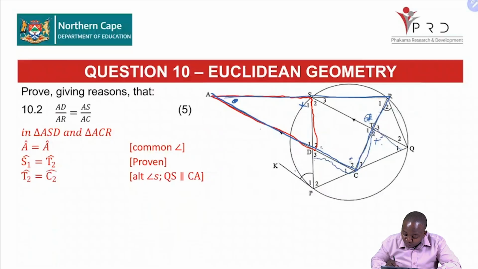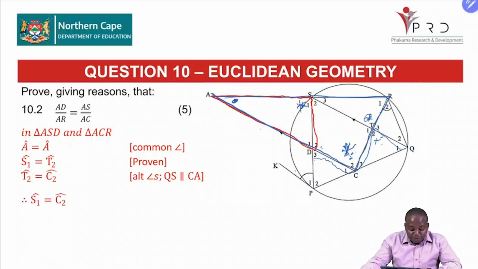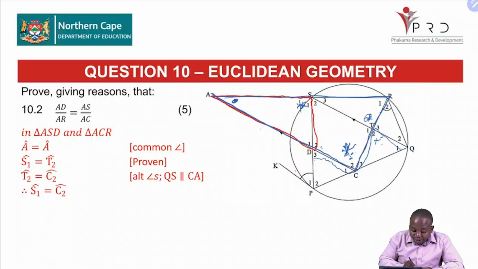Then we can now conclude that our T2, just going to make a star here, we can conclude that our T2 is equal to that S1. So far I have two angles, then we can conclude that S1 equals C2 because they are both equal to T2.